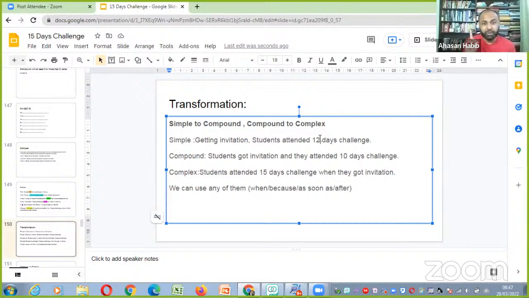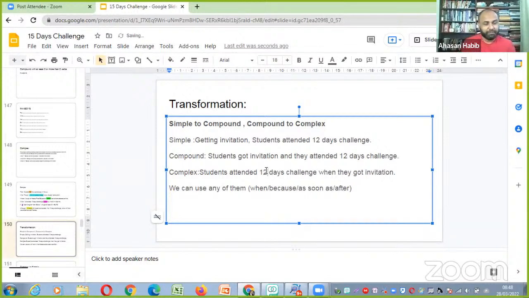So this is the simple sentence, only one verb. One sentence, one verb, simple sentence. Getting invitation, students attended 12 days speaking challenge. Compound is, so can you remember compound? FANBOYS. So compound is: students got invitation and they attended 10 days challenge. Now complex sentence: students attended 12 days speaking challenge when they got invitation. So the same sentence, same meaning, but different structure, different expression, different sentences. Did you get it?